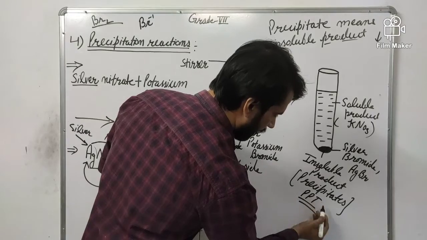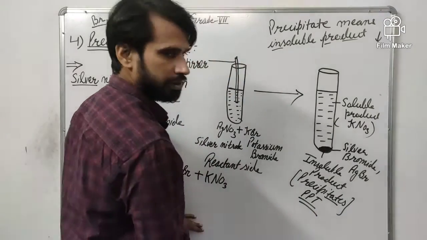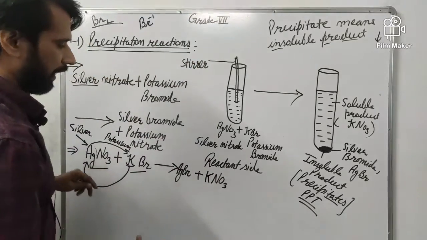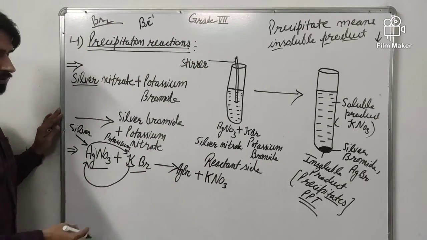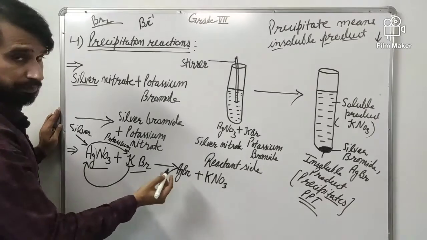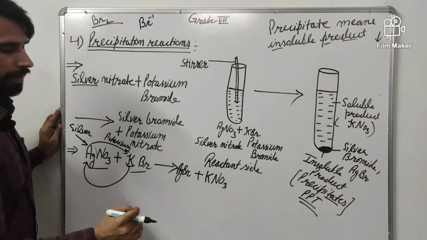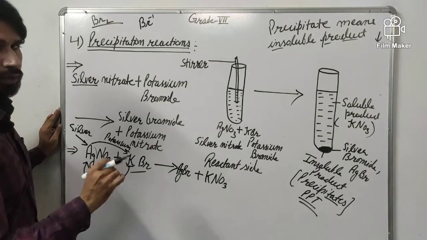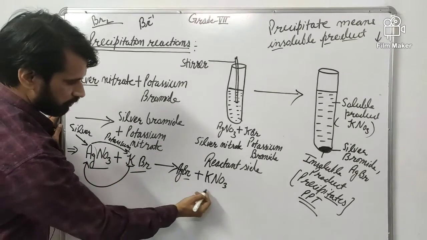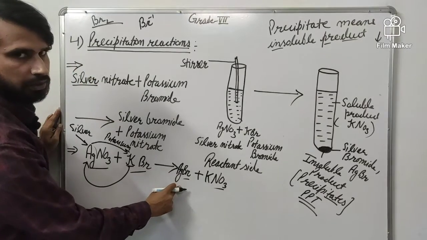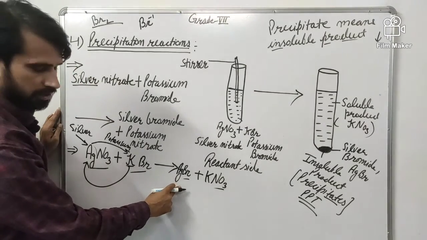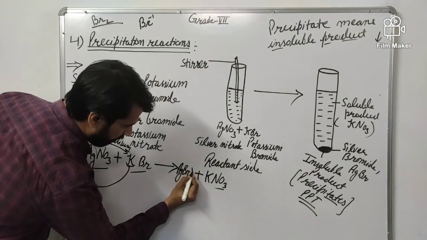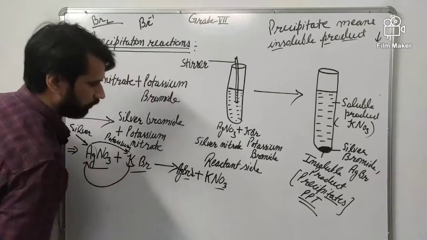So insoluble products are called precipitates, and the short form of precipitate is PPT. PPT means precipitates. Whenever you write a chemical reaction, precipitates, meaning insoluble products, are always represented by a downward arrow. So out of these two products, AgBr is an insoluble product, a precipitate. To represent PPT, we show it by a downward arrow.